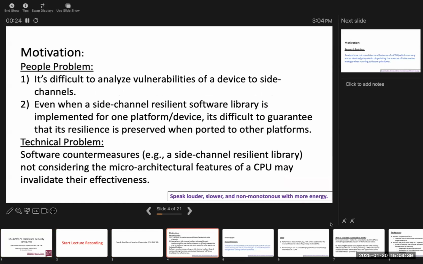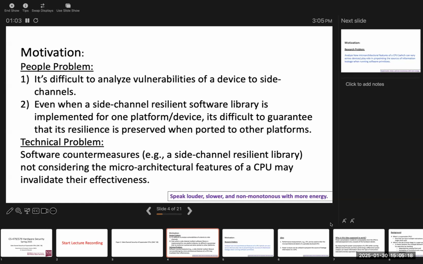So why did they want to present this paper? Because it is difficult to analyze the vulnerability of a new device. Let's say a new CPU is released by Apple or by Intel. How do I know what kind of vulnerabilities it has, provided that I don't know the internal architectural details of that CPU? I want to find out the architectural sources of information leakage within that chip.